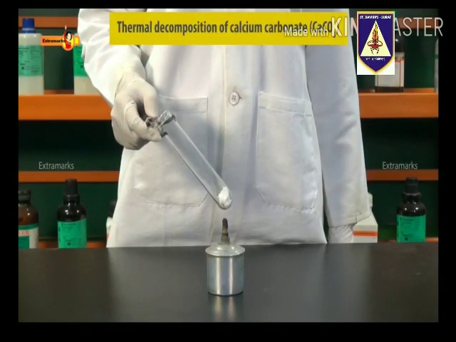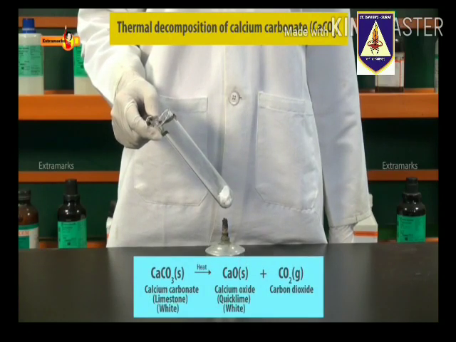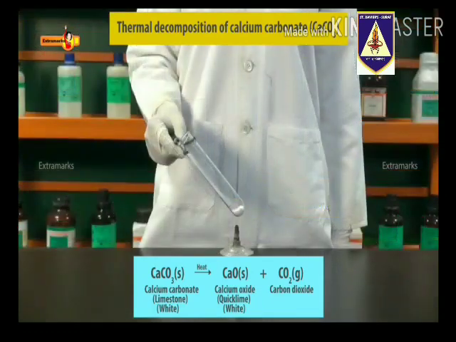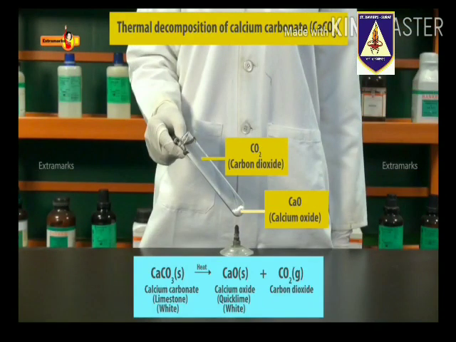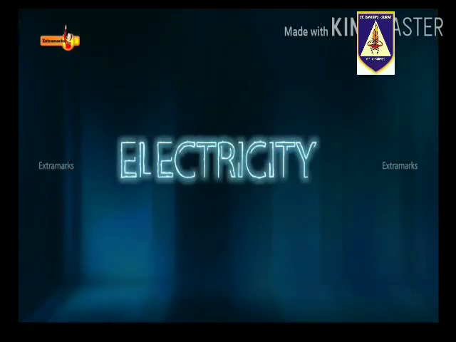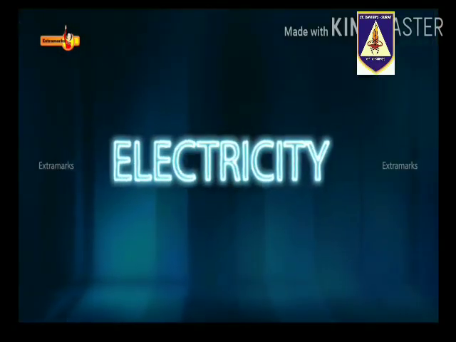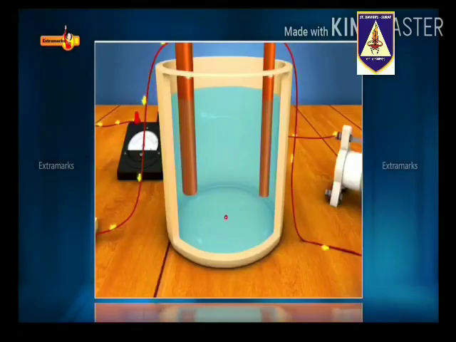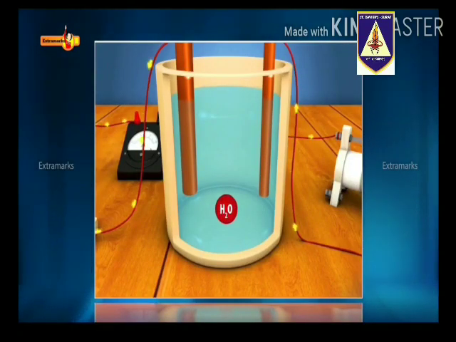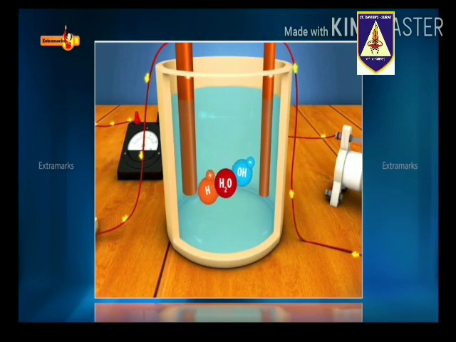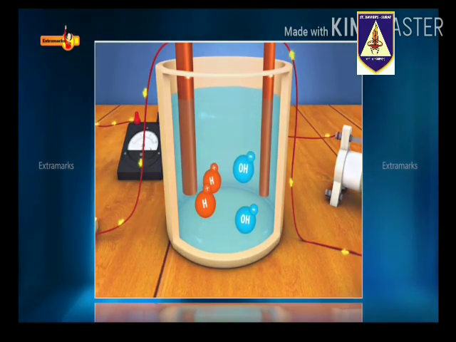Another important example of thermal decomposition reaction is decomposition of calcium carbonate or limestone, which results in formation of calcium oxide and carbon dioxide. Let's now quickly move on to an example where electricity can cause the decomposition of a compound. Yes, you heard it correctly. Electricity can also cause decomposition of water into simpler components. This is known as electrolysis of water.